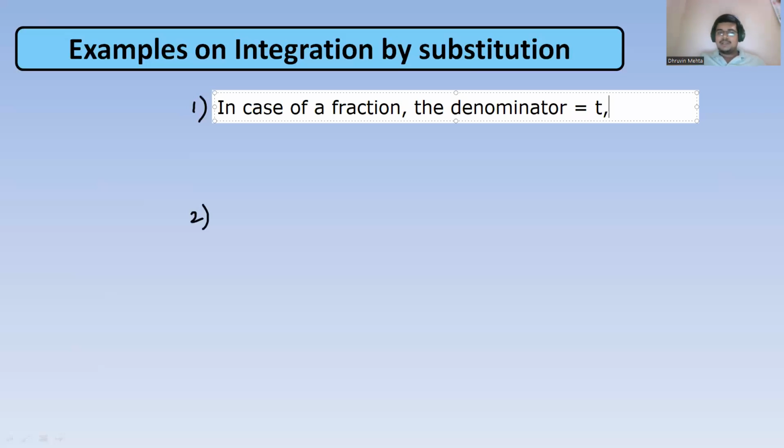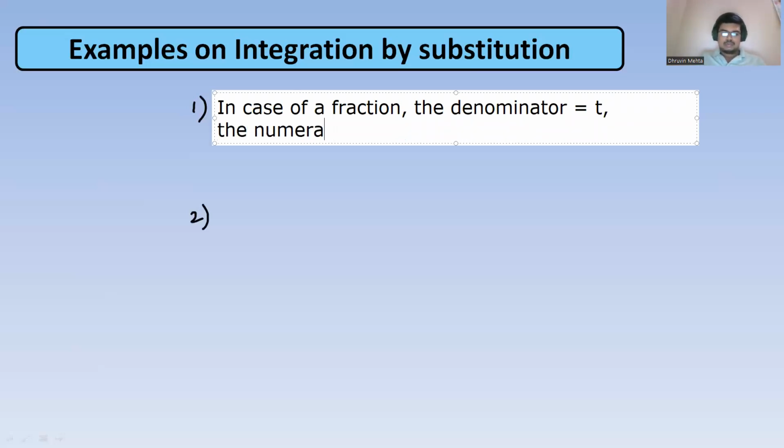We'll take the denominator as t, and the numerator will be its derivative. Meaning the derivative of the denominator will be in the numerator. In most of the sums this will work.